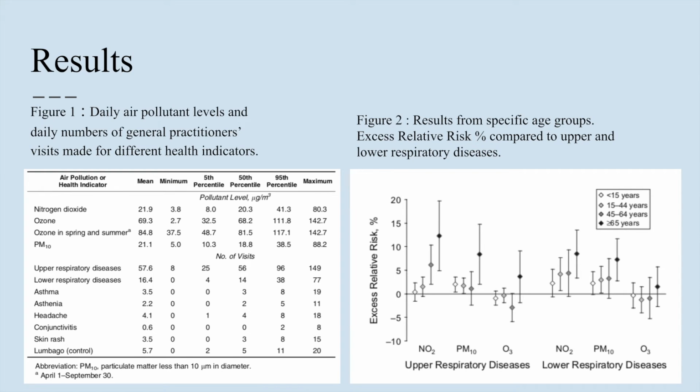Figure 2 shows the results from specific age groups when compared to the relative risk of upper and lower respiratory diseases. Estimates of ERR were much higher in the elderly for respiratory diseases, upper and lower, regardless of the type of pollutant, suggesting a higher effect in this group. In the other age groups, effects were similar but not as dramatic. For asthma, no association was observed in children.